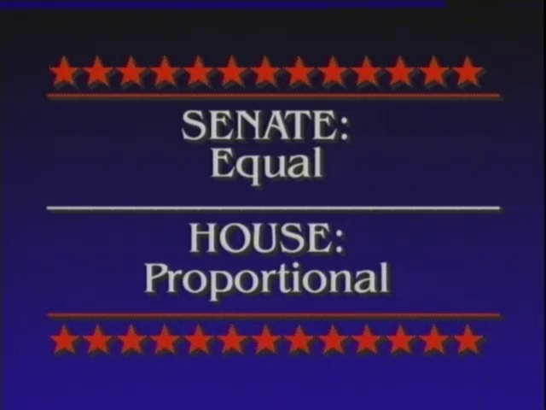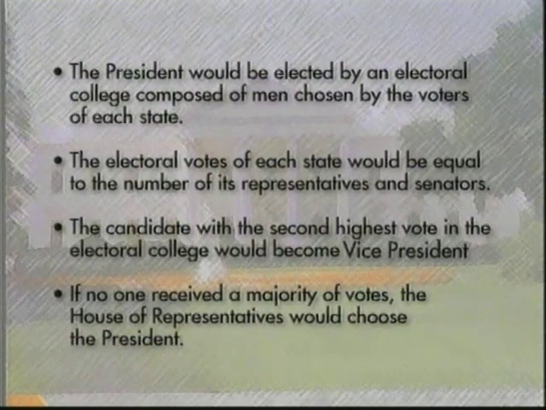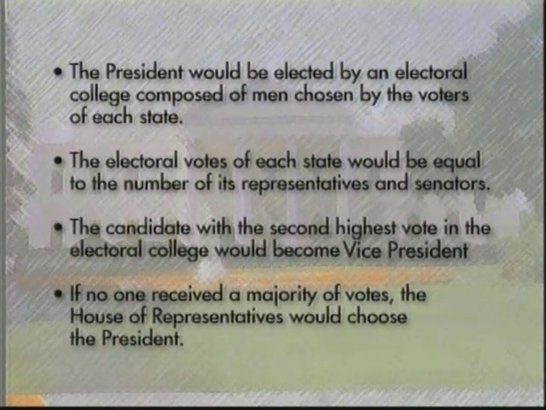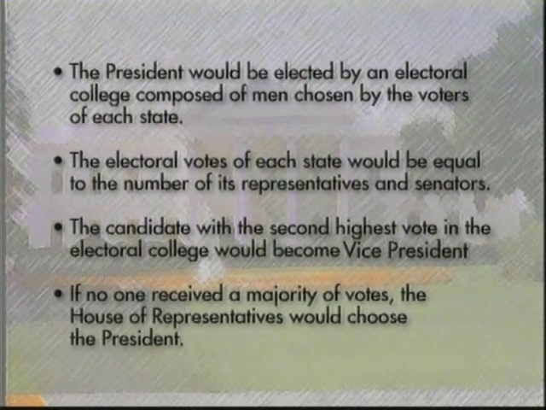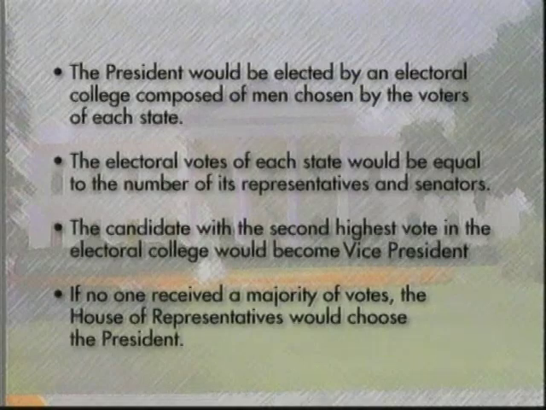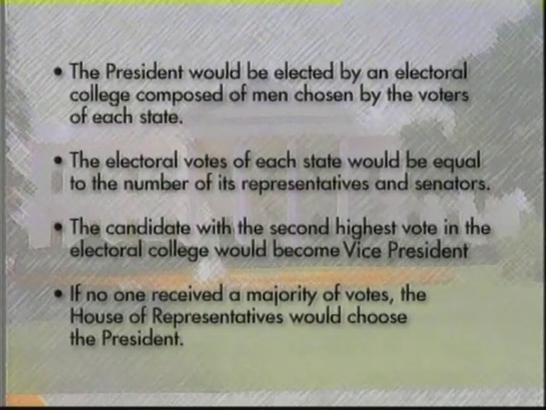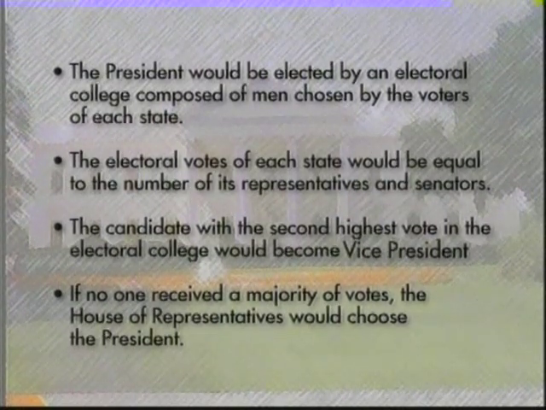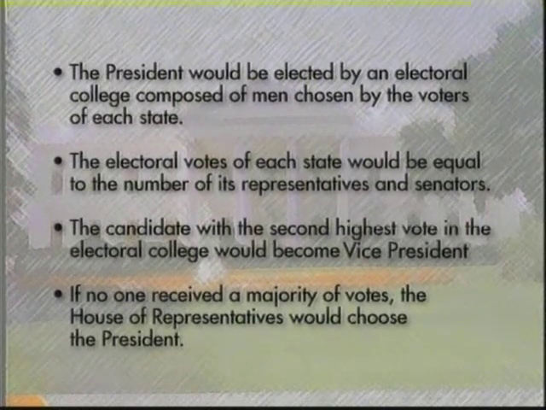There would be an executive branch headed by a president. The president would be elected by an electoral college composed of people chosen by the voters of each state. The electoral votes of each state would be equal to the number of its representatives and senators. The candidate with the second highest vote in the electoral college would become vice president. If no one received a majority of votes, the House of Representatives would choose the president, with each state allowed one vote.